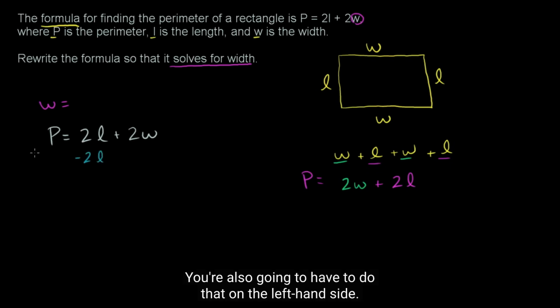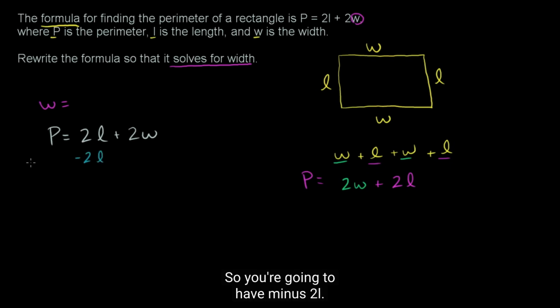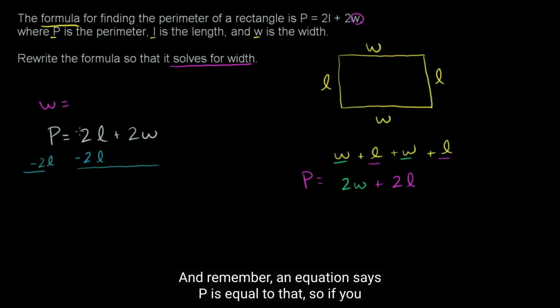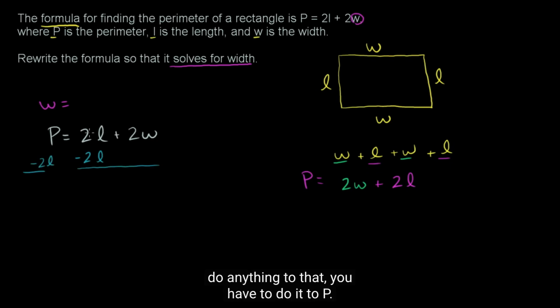You're also going to have to do that on the left-hand side. So you're going to have minus 2L. We're doing it on both sides of the equation. Remember, an equation says P is equal to that. So if you do anything to that, you have to do it to P. So if you subtract 2L from this, you're going to have to subtract 2L from P in order for the equality to hold.